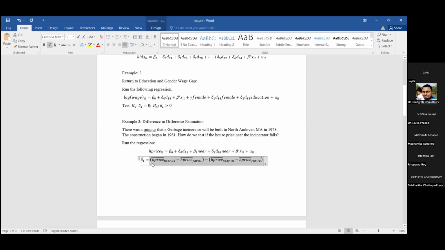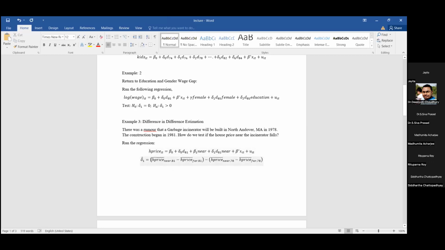What is that? Is the average price of the household near to the garbage bin in 1981 minus the average price far away from the garbage bin of the household in 1981, their difference, minus the average price of the household near the garbage bin in 1978 minus average price of the household far away from the garbage bin in 1978. This is exactly what I need to check over here. So why do I need this kind of regression?